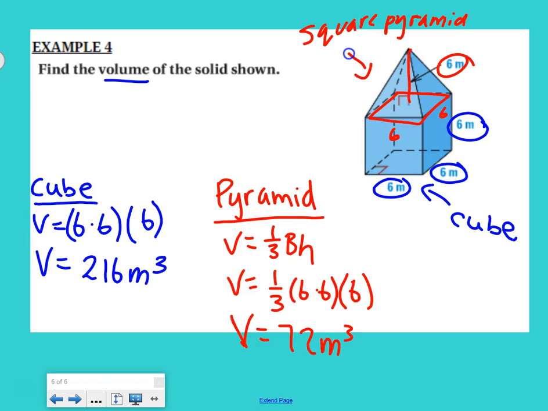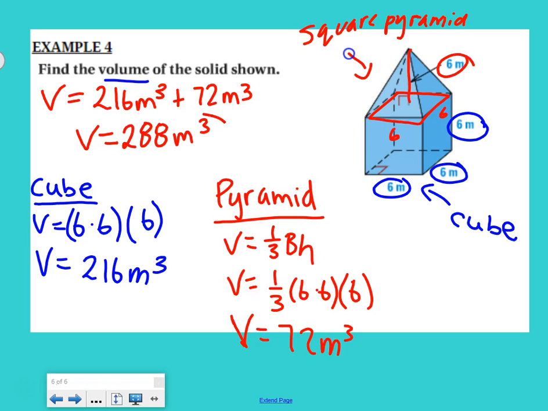So the volume of the entire solid is going to be 216 meters cubed plus 72 meters cubed, which gives us a volume of 288 meters cubed.